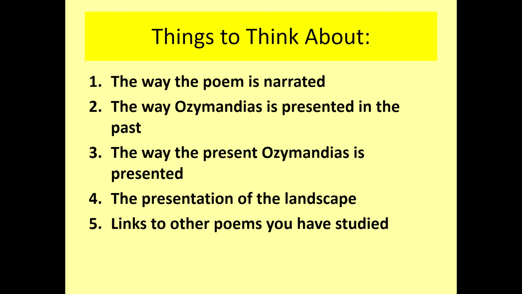So, things to think about when we read a poem. So we read a poem twice, obviously. We read once to the punctuation so we know what the story is, and then we read to the end of the line to see if there have been any particular methods used that help highlight or emphasize any particular points. So, you also need to think about the way that the poem is narrated, the way that Ozymandias is presented in the past, and that he's presented in the present.